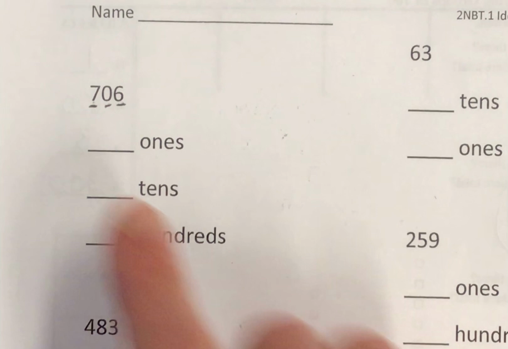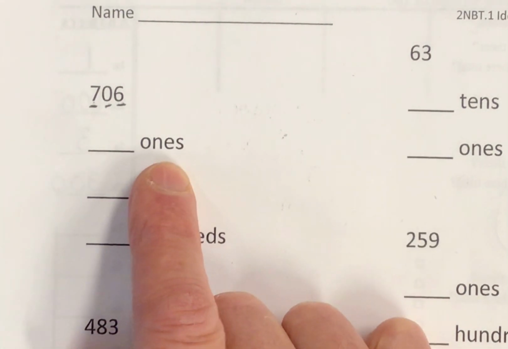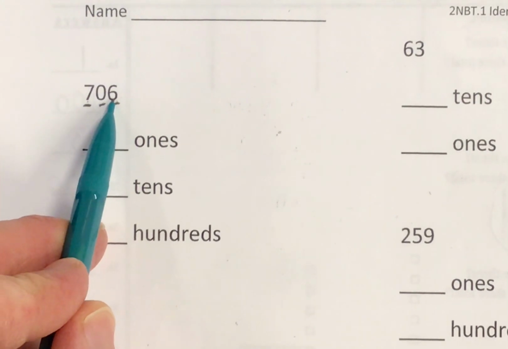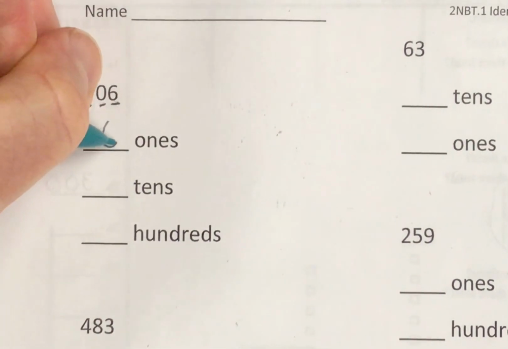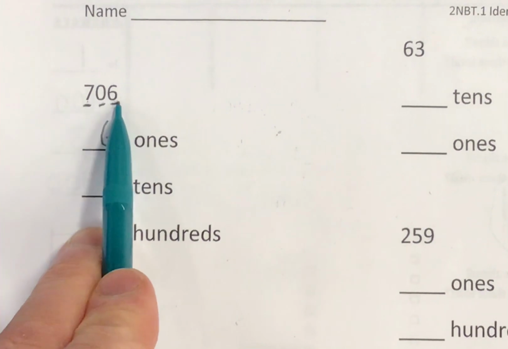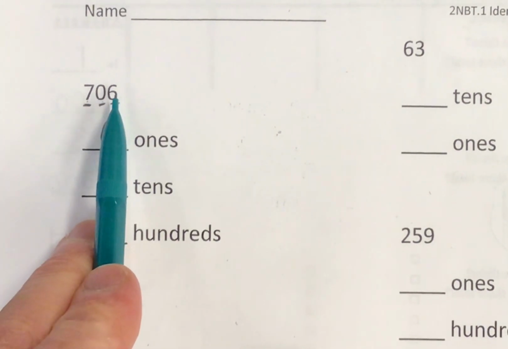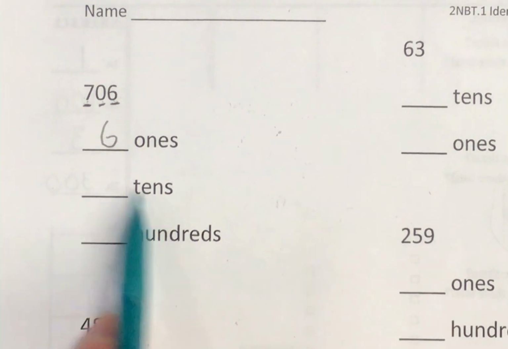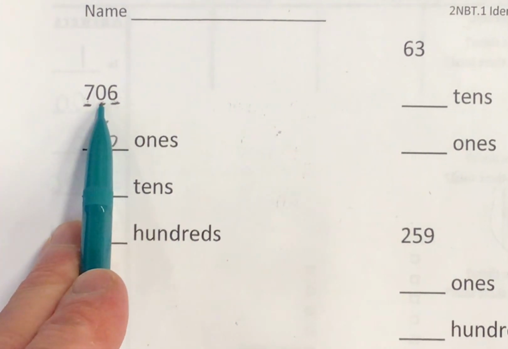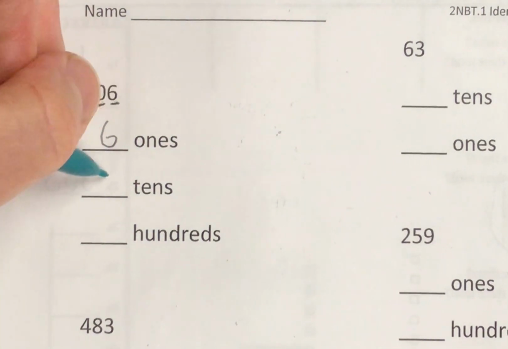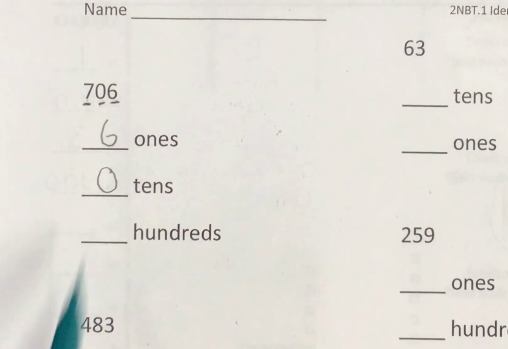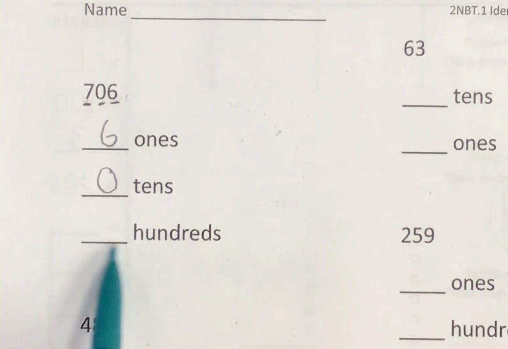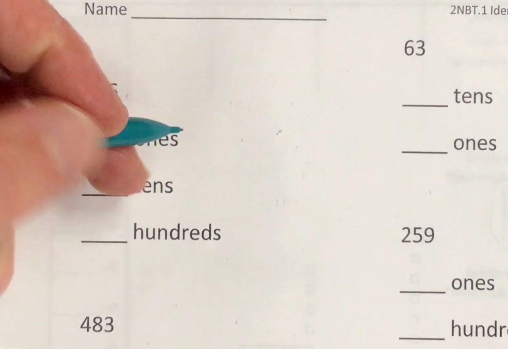Now it says blank ones. Well, if you know that this is ones here, then you would put 6. It always goes ones, tens, hundreds. Let's say it together. Ones, tens, hundreds. How many tens? Well, we can see that it goes ones, tens, there's 0. Ones, tens, hundreds. How many hundreds? 7.